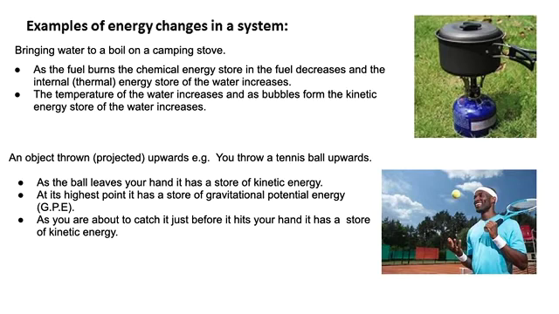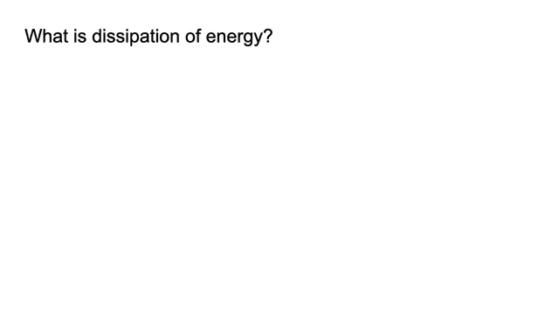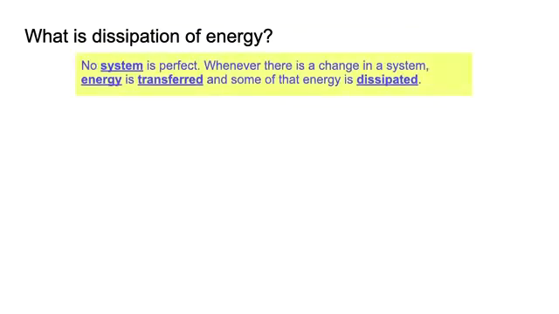So we talked about dissipation of energy earlier. What is dissipation? Well, no system is perfect. Right? Nothing can be perfect. If not, it would just continue to work and we wouldn't need to provide energy for it. We'd have cars that never needed fuel and so on and so on. So there is a change in system and some of that energy is dissipated.